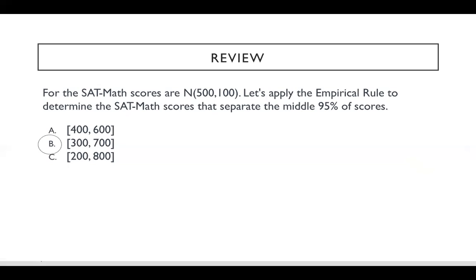Since we're using the empirical rule and we're looking for the middle 95% of scores, since 95% of scores would be within 2 standard deviations of the mean, we will use 2 as our multiplier. So we're going to calculate 500 plus or minus 2 times 100. Once we multiply out 2 and 100, we get 200 as our margin of error. And then once we add and subtract that to 500, we get 300 and 700 as our final answer.